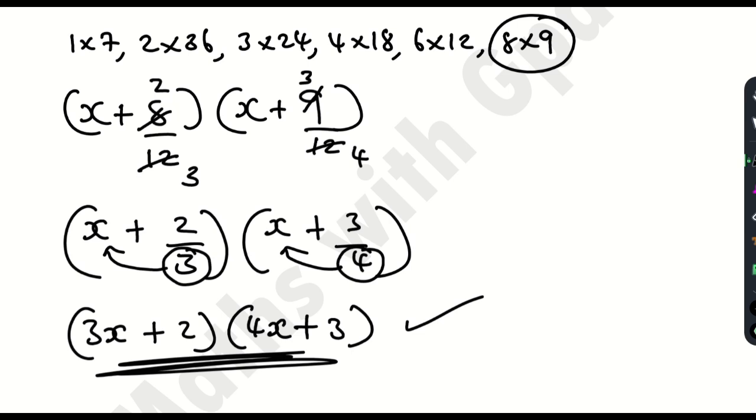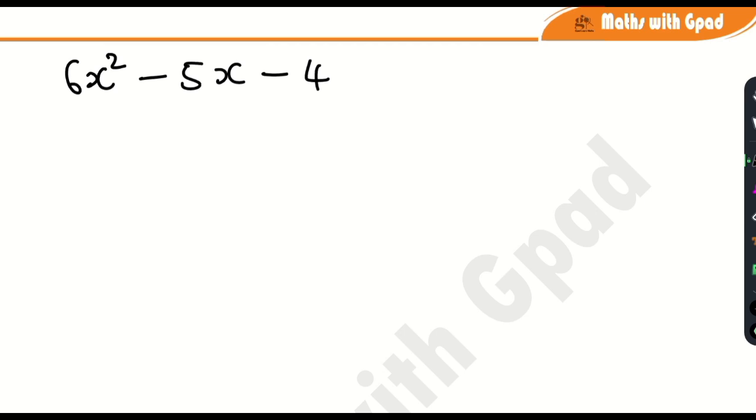Let's treat one more example on this. So here is the second trinomial that we're going to factorize. Remember, what we are considering is where you have the leading coefficient other than 1. So the leading coefficient here is what? 6, which is not 1.